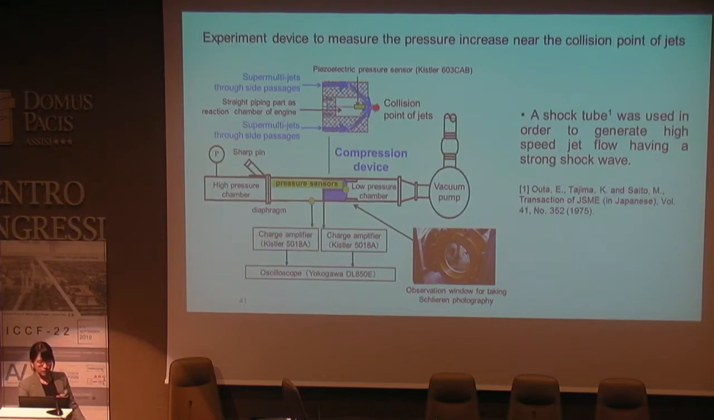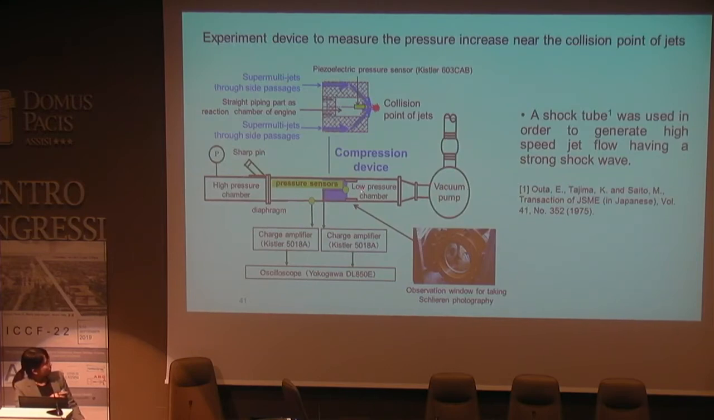So next, this is details on the experiment device we used to measure the pressure increase near the collision point of jets. We used about a 9-meter long shock tube in order to generate high-speed jet flow having a strong shock wave. In the low-pressure chamber of this shock tube, we installed a device which is made of the reaction chamber and the side passages. They are passages in which the super multijets are flowing in to collide at the center of the reaction chamber.